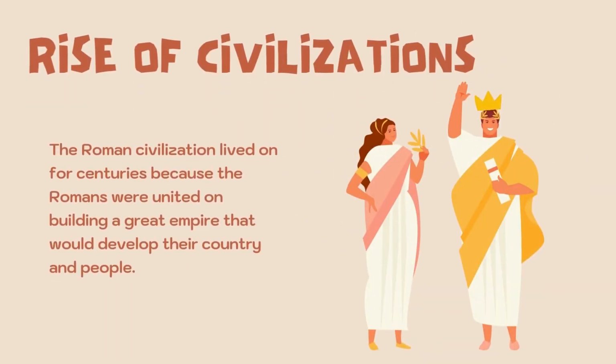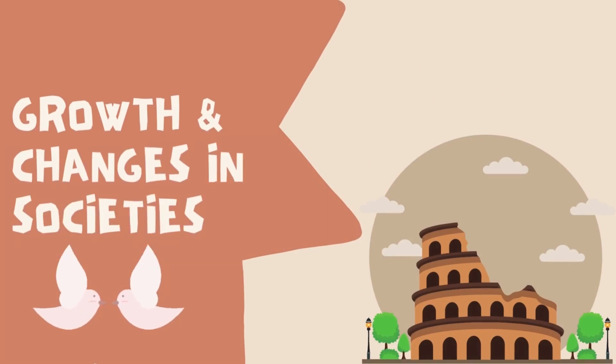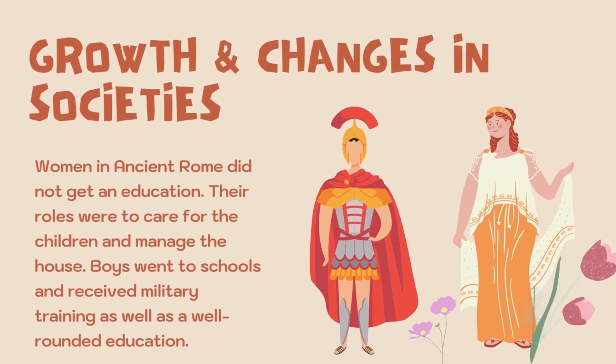The Roman civilization lived on for centuries because the Romans were united on building a great empire that would develop their country and people. Moving on to the growth and changes in the societies of Rome. Women in ancient Rome did not get an education. Their roles were to care for the children and manage the house. Boys went to schools and received military training as well as a well-rounded education.